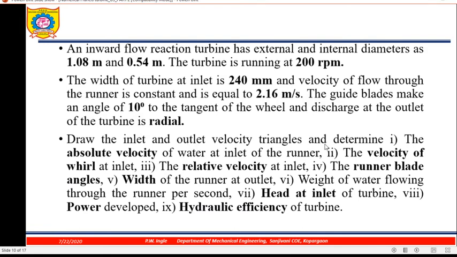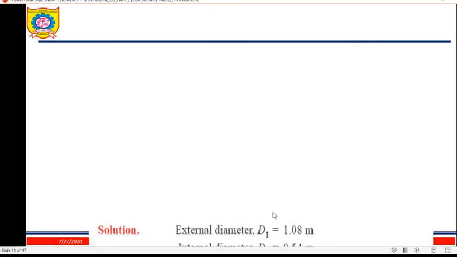Draw the inlet and outlet velocity triangles. Calculate the absolute velocity of water, velocity of wheel at inlet, relative velocity VR1, runner blade angles, width, head and hydraulic efficiency. We'll solve step by step.